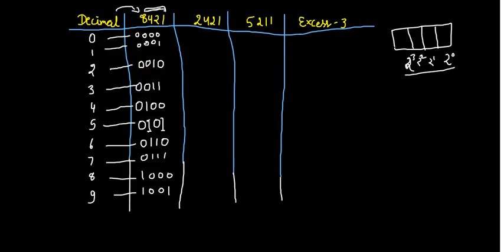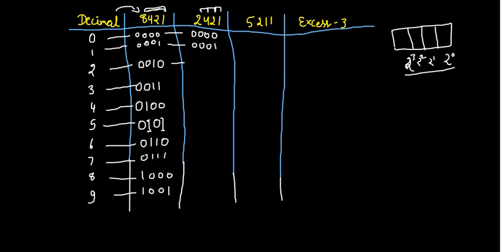Now, for 2421, if you count it down, this is representing 2 plus 4 is 6, 6 plus 2 is 8, and 8 plus 1 is 9. So it is somehow representing the decimal itself. So this one is written as 0, 0, 0, 0, because for the 0, everything needs to be off. That by default means 0. Now for the 1, we need to write 0, 0, 0, 1.